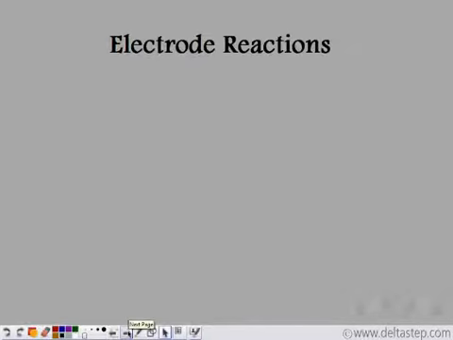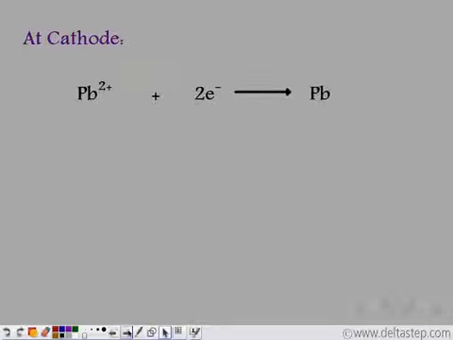We'll now try to see what were the 2 products being formed at the cathode and the anode respectively. So for that, we have to look at the electrode reactions. At first, we have the reaction at cathode. We know the cations migrate towards the cathode. In this case, we have only one cation, that is Pb2+. So Pb2+ migrates towards the cathode. It takes 2 electrons and becomes neutral lead atom. So at cathode, the product being formed is the neutral lead metal.